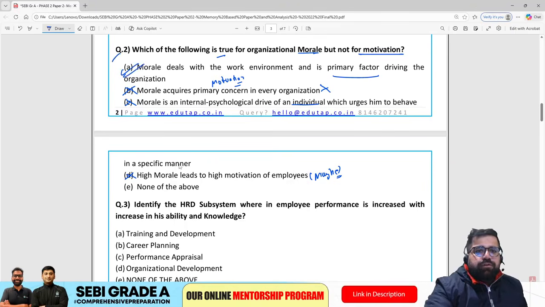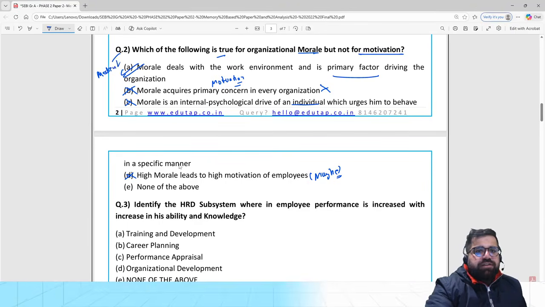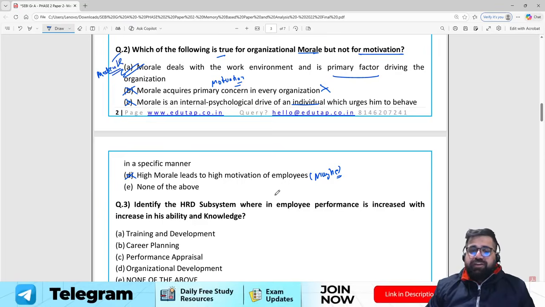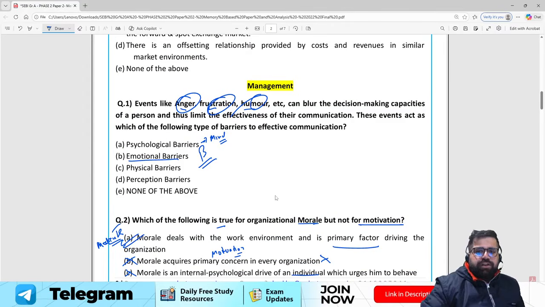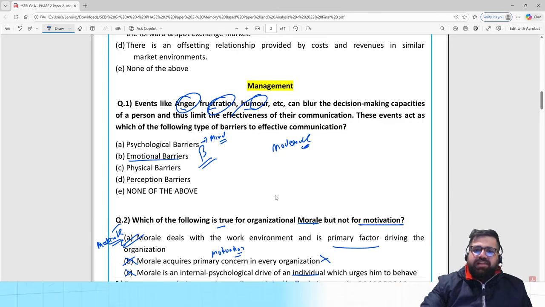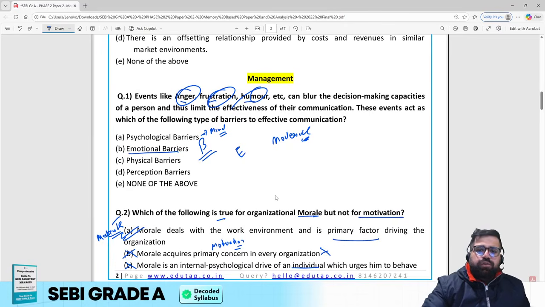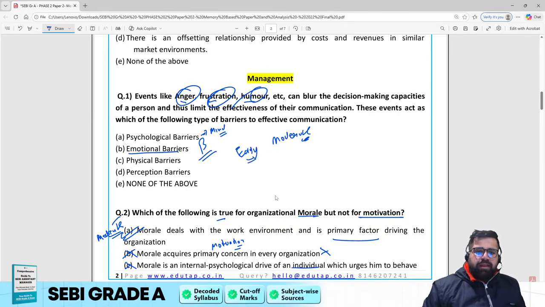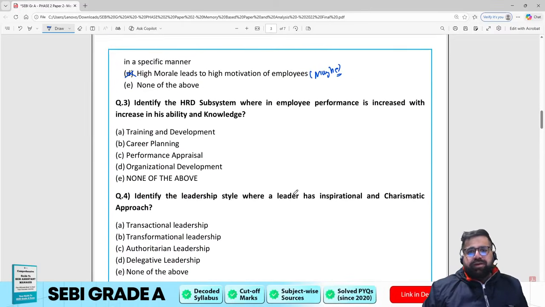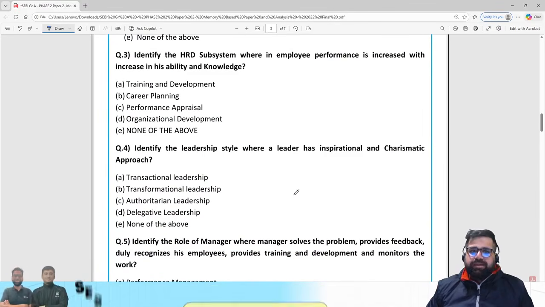Now I will rate this question as moderate because many less students cover the concept of motivation and morale. And the first question will also be moderate because this is not directly solvable. You have to first understand the barriers and then you have to apply your brain. But yes, it can be easy for some those who know the concepts. Right? Same goes for question number 2. It can be easy for those students who know the concept.